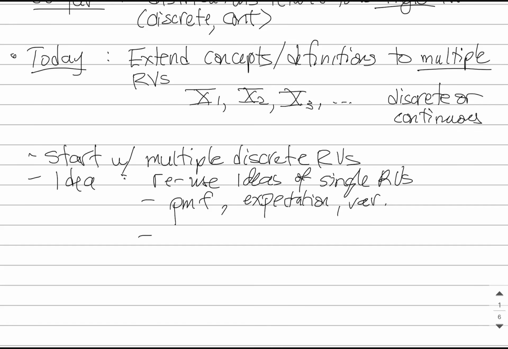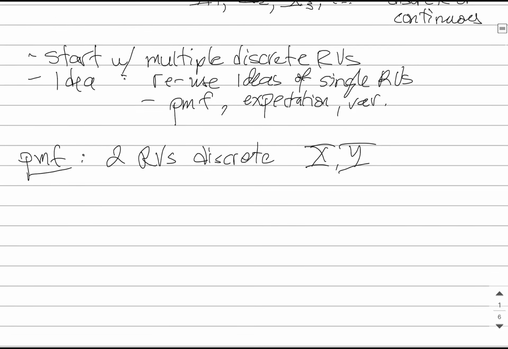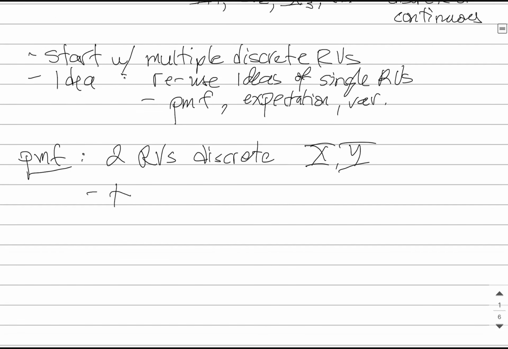But in order to extend things, we will have to introduce a new idea. So to begin with, a mass function for, let's just talk about two random variables that are discrete. And here we'll illustrate it with just x and y. The mass function in this particular case is going to be a table. And the table here is going to have values of the probability.